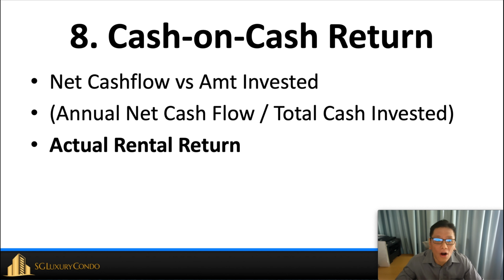Now, last of all, we look at your cash flow, okay? And this is called the cash on cash return. For people who are very tight on cash flow and want to calculate every single cent, this is pretty good for you. So the cash on cash return will be your net cash flow versus the amount invested. The formula goes like this: the annual cash flow, which means your property income minus your expenses, divided by your total cash that you invest. And this will calculate for you your actual rental return.